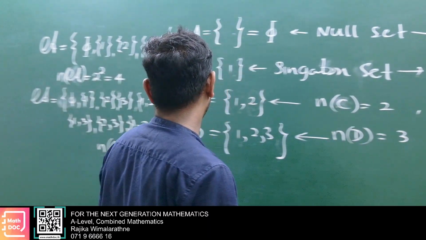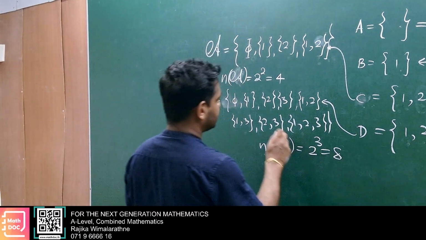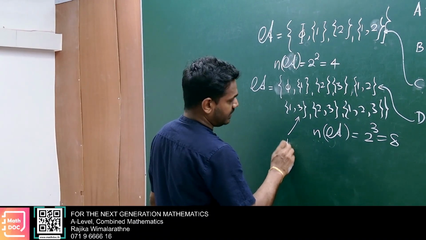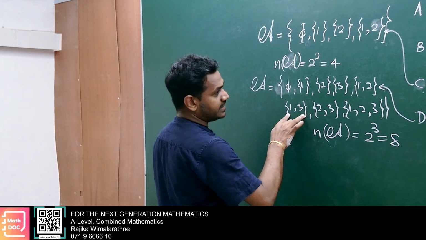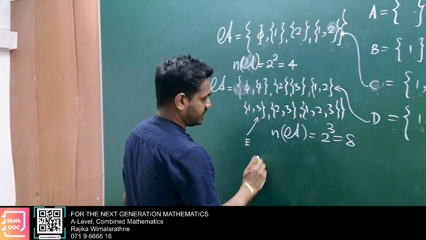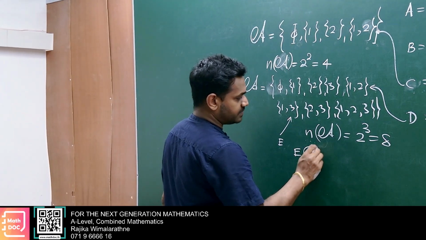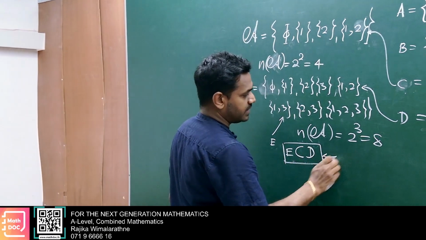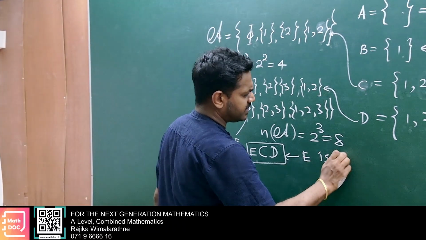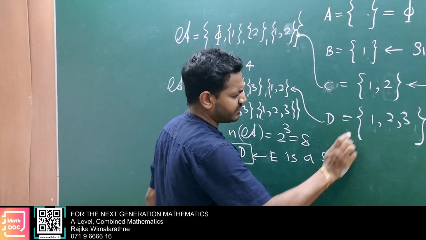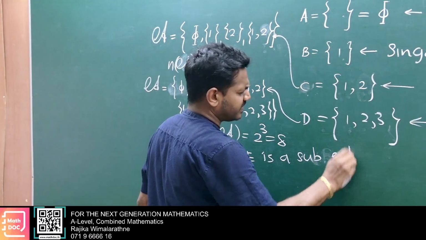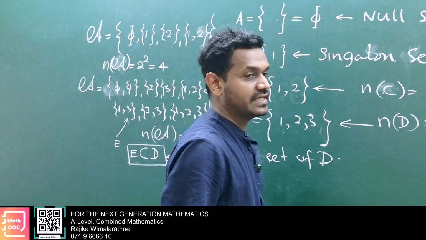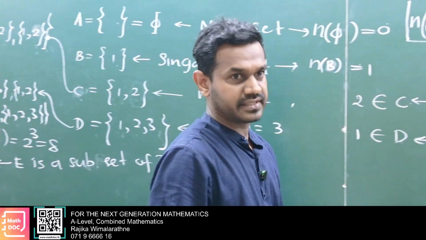And when you consider this one as a set, let's say set E, set E is a subset of D, no? Then set E is a subset of D. Likewise, we can further denote E is a subset of D. Likewise, we can denote these sets.